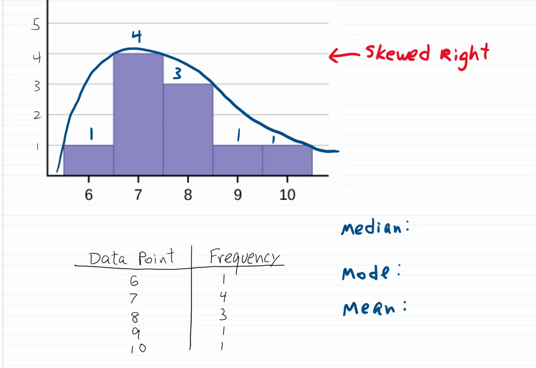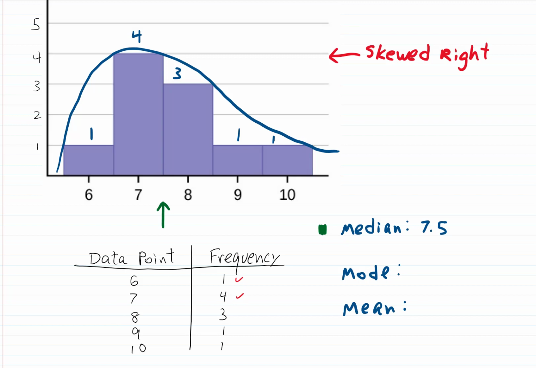So the median will be right between the 5th and 6th one. So let's find it. There's 1, and then 4 more is 5. So the 5th data point is a 7. And the 6th data point will be an 8. And so median is halfway between 7 and 8. So that's 7.5. That's the median. Okay, let's put that in our picture. 7.5 would be right about there, halfway between 7 and 8.